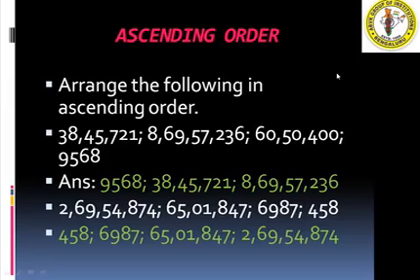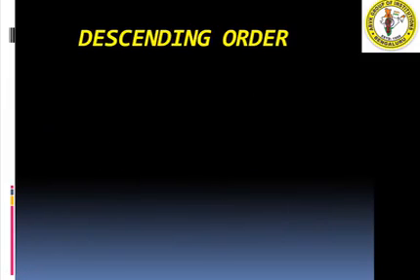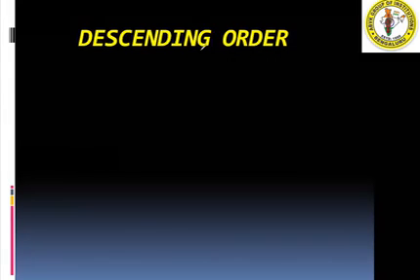Yes children, now we have learned ascending order. Now let us go to descending order. So descending order means you know how you should write. In ascending order we write small to big. So now here in descending order we will write from bigger to smaller number. So how will you write that? See.